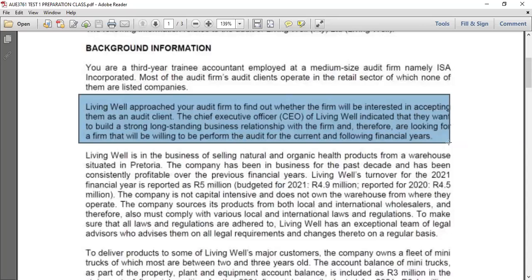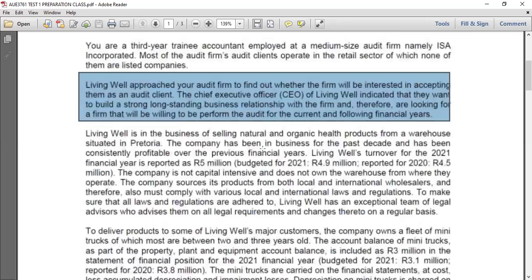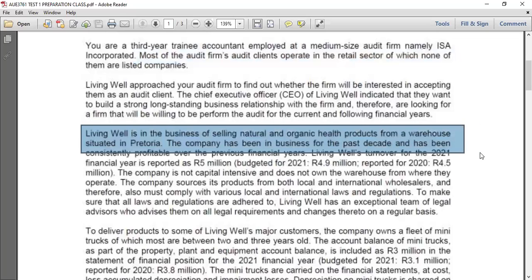Right. So we are being approached by Living Well. What is the industry? Living Well approached your firm to do the audit. Living Well is in the business of selling natural and organic health products from a warehouse in Pretoria. Most of the audit clients of this audit firm are in the retail sector, and Living Well is in the buying and selling. So that means we also have experience auditing businesses in the retail sector.